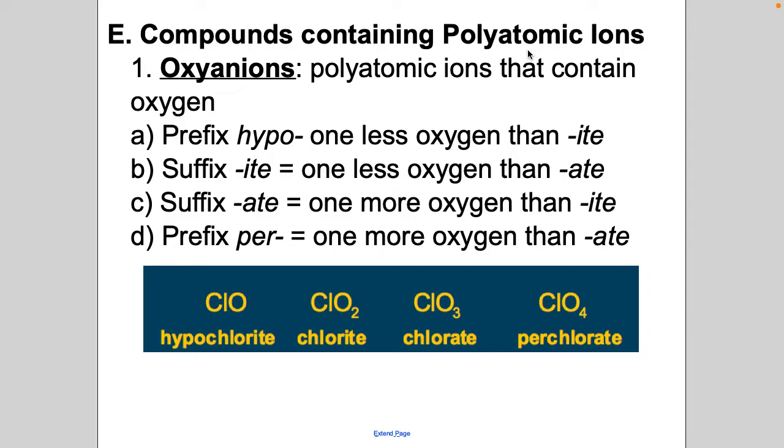They have covalent properties as well as ionic properties because they usually have a charge, but they're held together by covalent bonds. So any polyatomic ion that contains oxygen, we call it an oxyanion. And they usually use prefixes or suffixes to indicate how much oxygen it has.